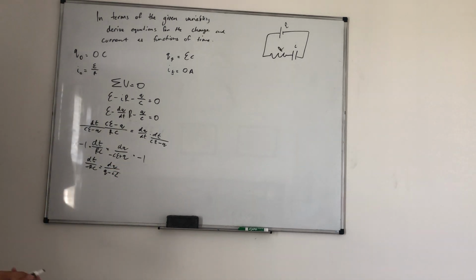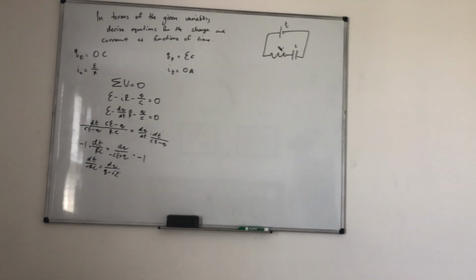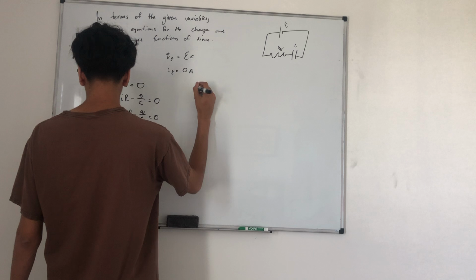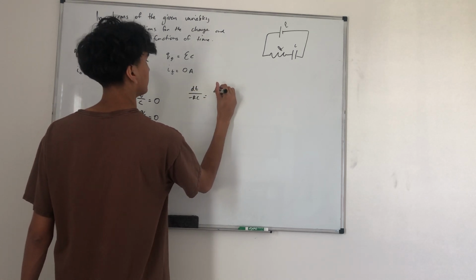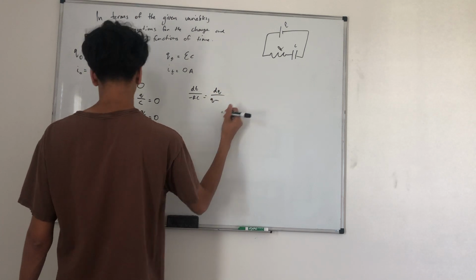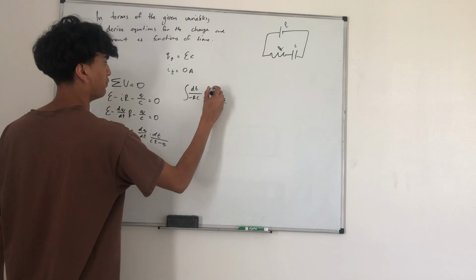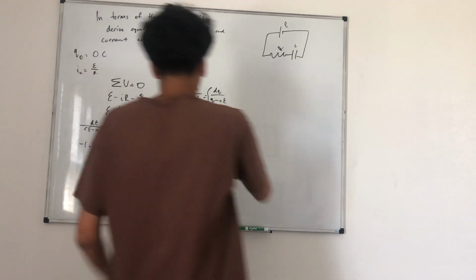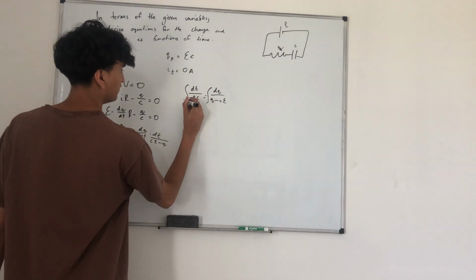Okay, now I can integrate. So I'm going to bring this over, and I'm just going to check the time. I just want to make sure I'm not wasting too much time. Okay, 11 minutes. So we have dt over negative RC equals dq over q minus C epsilon, and then we're going to integrate. Now, what are our bounds going to look like? I guess this one's pretty simple, because for dt over negative RC, we're going from 0 to t.